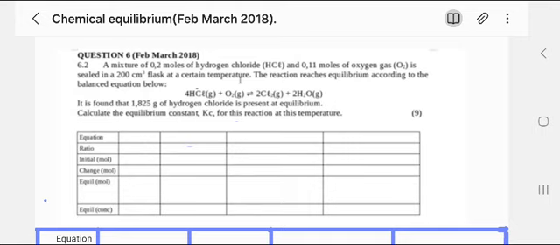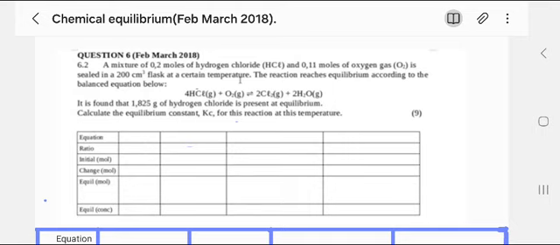The reaction reaches equilibrium according to the balanced equation: HCl plus O2 gives us 2 chlorine gas plus 2 H2O, which is water. It is found that 1.825 grams of hydrogen chloride is present at equilibrium. You see, this is at equilibrium. Calculate the equilibrium constant, Kc, for this reaction at this temperature.